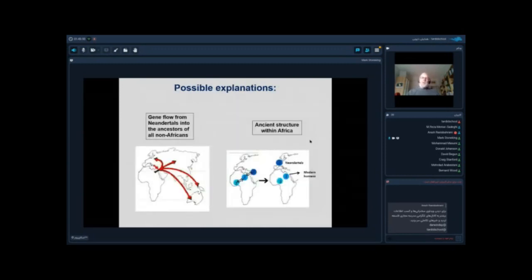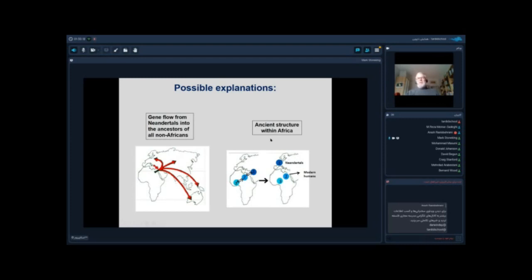Now, it turns out there are two possible explanations for this excess matching. One would be that when the ancestors of modern humans left Africa, they fairly quickly encountered Neanderthals, interbred with them, picked up Neanderthal ancestry, and then started moving out elsewhere into the Old World and diverging from one another. And so there would be this shared signal of Neanderthal ancestry in all non-African populations.